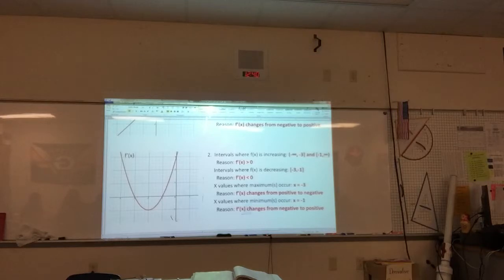All right, and recognize that the reason for a maximum is always the same. A maximum occurs when f prime changes from positive to negative. And minimums always occur when f prime changes from negative to positive. Okay. So, that's good. Number 3.